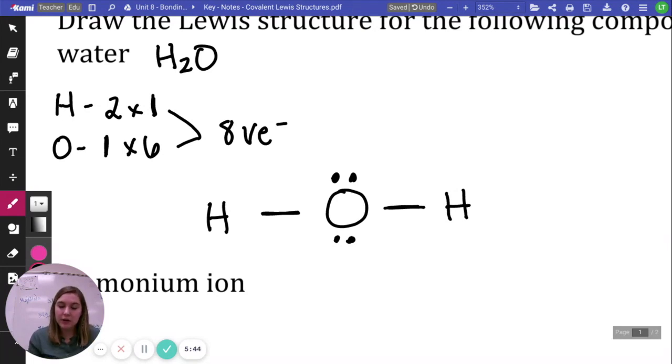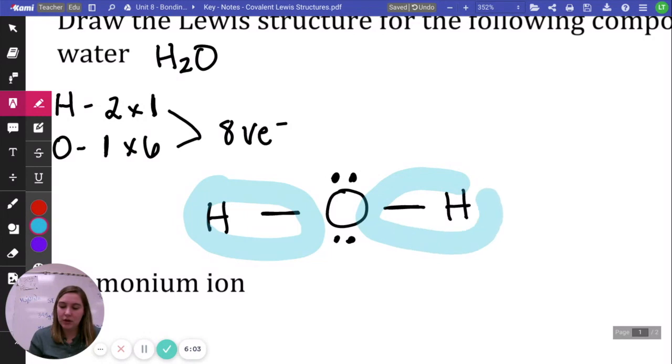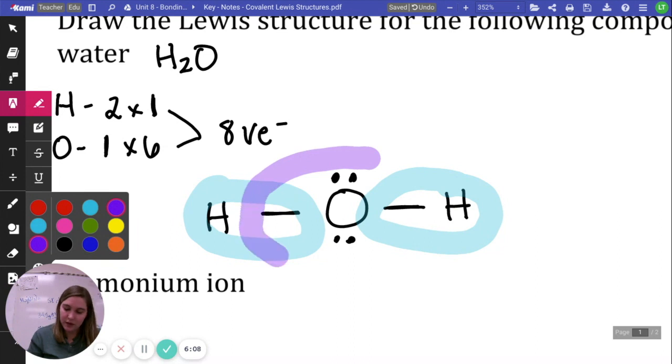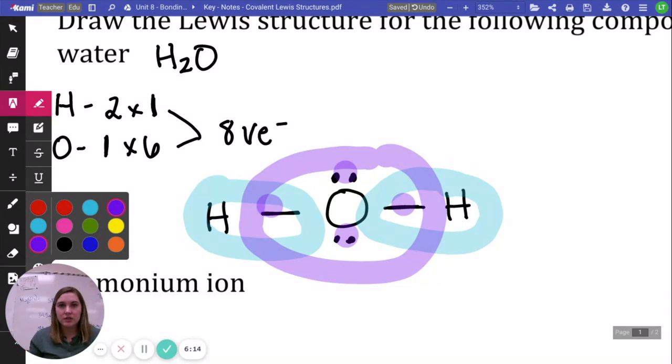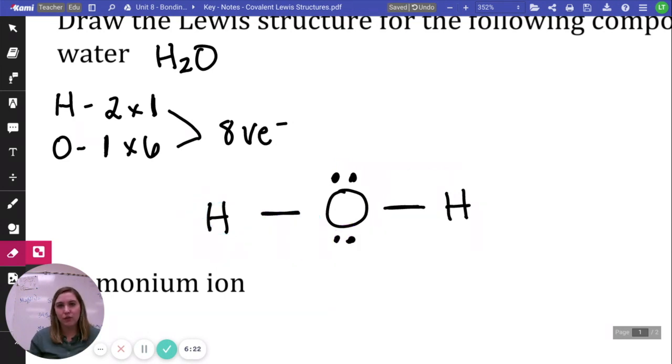All right, so now what we want to do is check that everyone has at least an octet or is full. So we'll start with our hydrogen. Our left hydrogen has those 2 electrons shared, so it is full because hydrogen only needs 2 electrons. Same with our right hydrogen, it's got those 2 electrons. And then we'll check our oxygen. So our oxygen right here has 2, 4, 6, 8. So our oxygen is full. So everybody has the correct number of electrons. So this would be our correct Lewis structure right here for water.